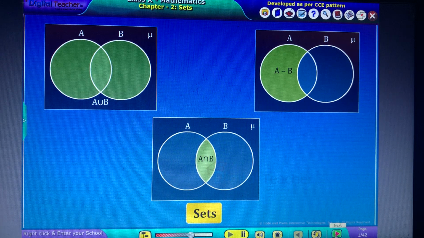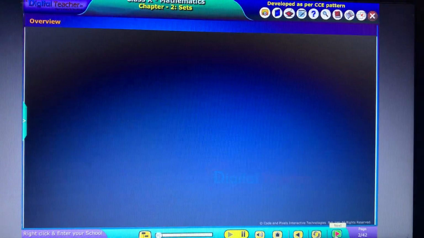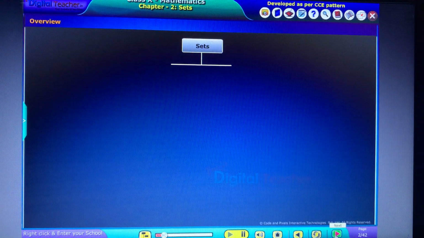Welcome to chapter 6. This slide presents the overview of the chapter.